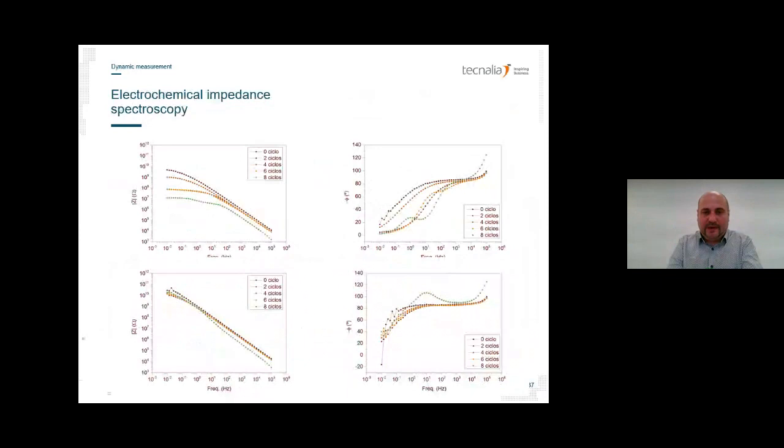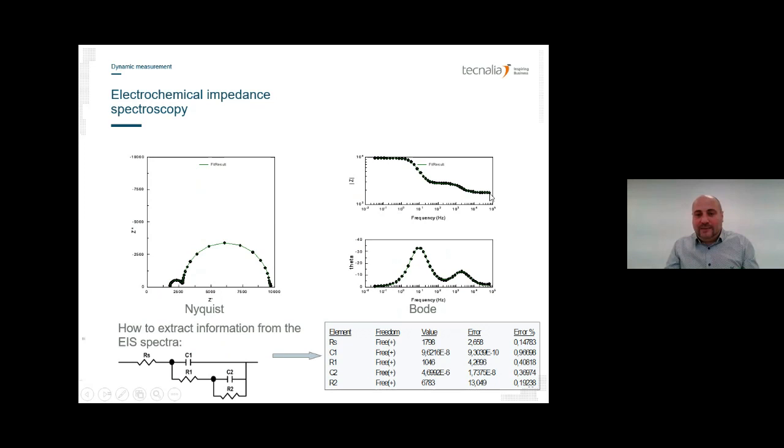Okay, this is a Bode plot. We can see here that we have a plateau. This plateau, which corresponds to a zero phase shift, 0 degree phase shift, is going to be the resistance of the electrolyte. Then we can see that there is a second plateau with a slope. The slope corresponds to this peak in the phase shift and a second plateau.